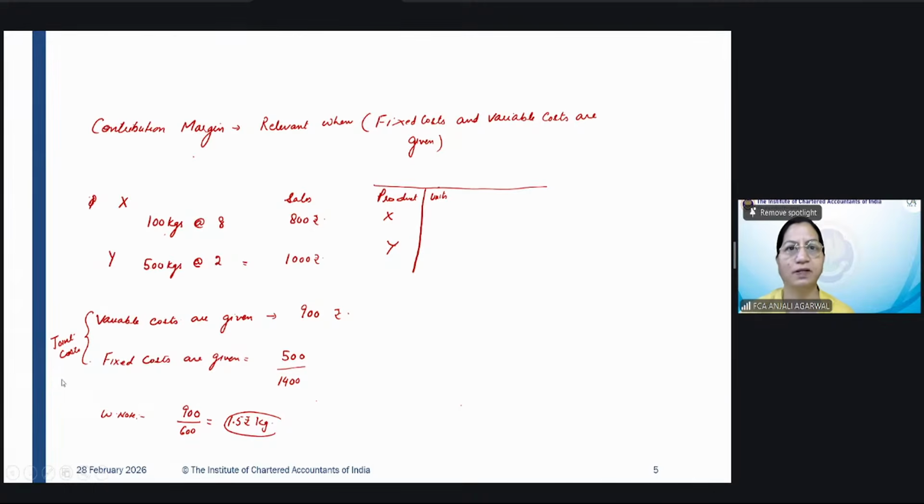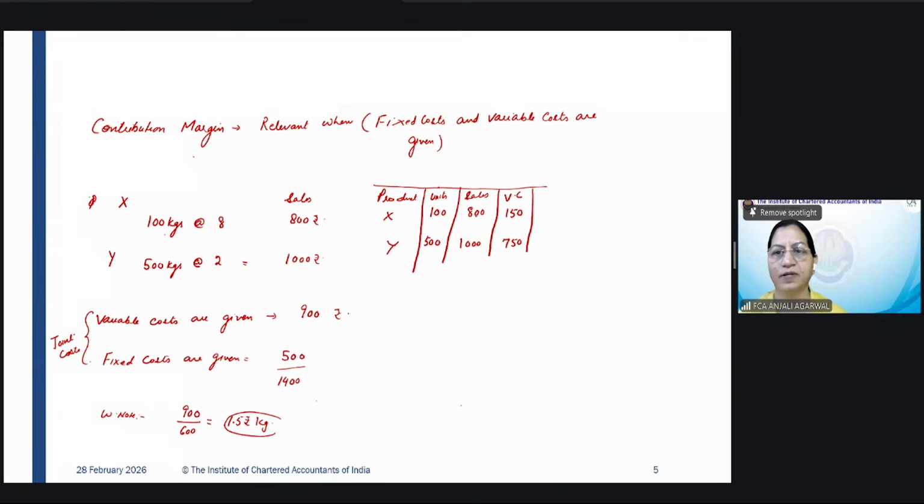I will give a break in 2 minutes. Sales minus variable cost is contribution, right? So it is 100 kgs and it is 500 kgs. Next, you have the sales value, 100 into 8, 800, and 500 into 2, 1000. And from this, you subtract the variable costs. So it is 1.5 rupee per kg into 100, it is 150. 1.5 rupee into 500, it is 750.